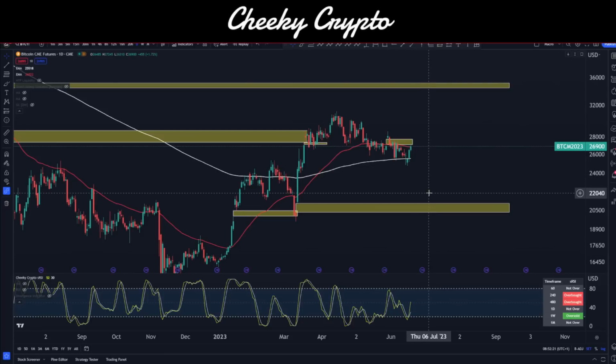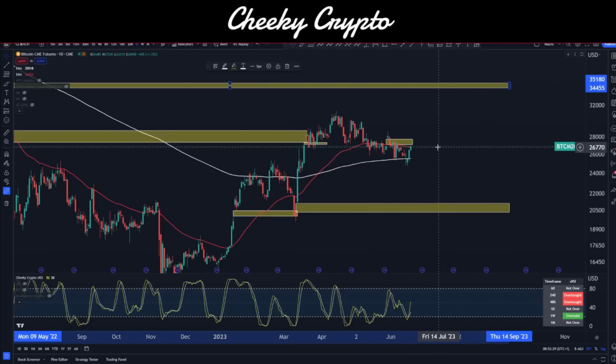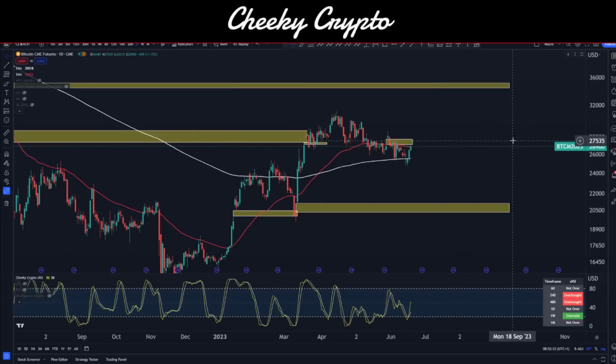So there's two CME gaps on the price chart. Okay, we have one down here at 20,330 and 21,110, and then we have one on the higher side at 34,455 and 35,180. Now I will note there's no time restrictions on these, right? They can get filled out two years down the line, and so we find ourselves bouncing around at the moment between these two areas.